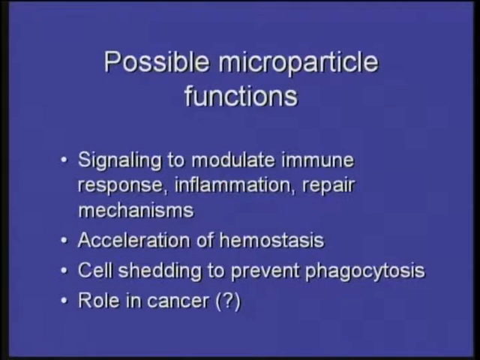So what could these things be doing? Well, maybe they're signaling things like immune response or inflammation or repair mechanisms. Nobody's quite sure. Some people think that they accelerate hemostasis. It might also have been proposed that cells may try to shed pieces off of them where the phospholipids have already been flipped out. Nobody's quite sure. What role do they have in cancer? Not really clear. And I'll show you why some of this is a little unclear in a minute.